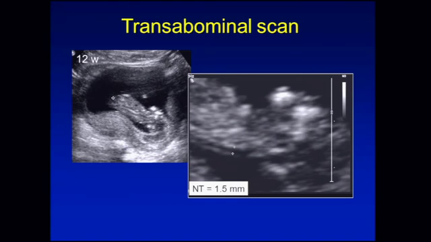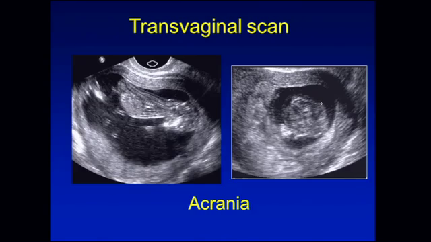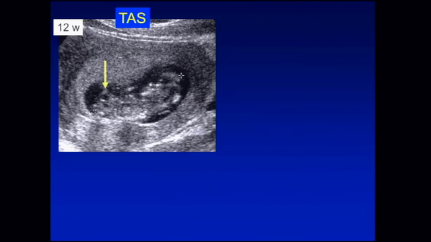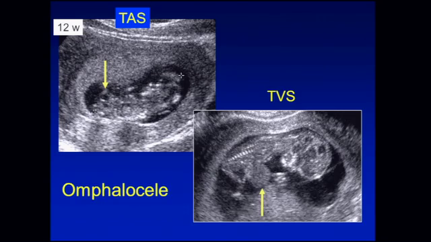In this 12-week fetus, the fetal head was not well seen, so we did a transvaginal scan and it confirmed acrania. Now in this fetus, on the transabdominal scan, it was not clear if there was an anterior abdominal wall mass. But on the transvaginal scan, it is quite obvious that there is a 1 centimeter mass protruding from the anterior abdominal wall due to omphalocele.